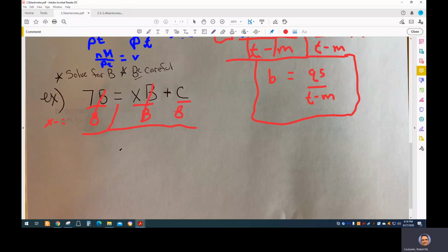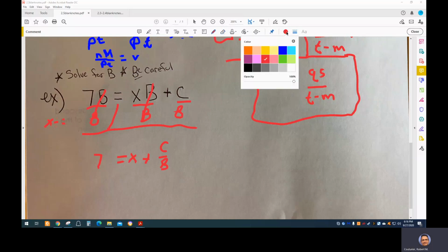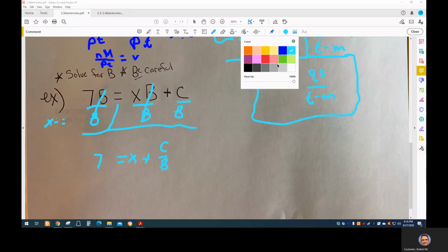These are going to cancel on me. And I'm left with C over B plus X equals 7. That's it. Now, clearly, I'm going to have some more steps to go.